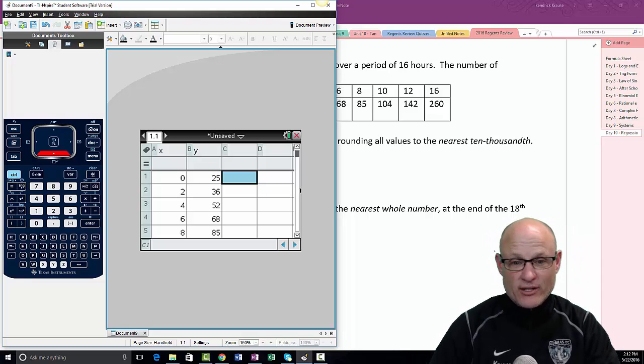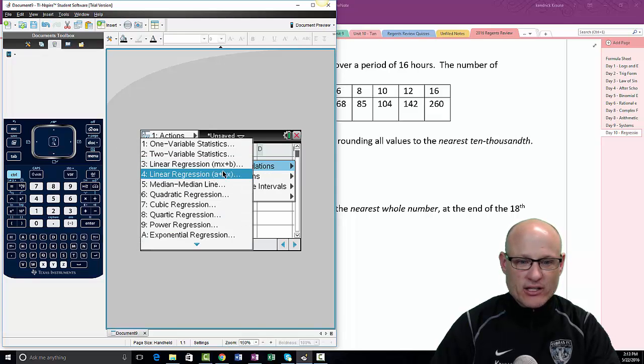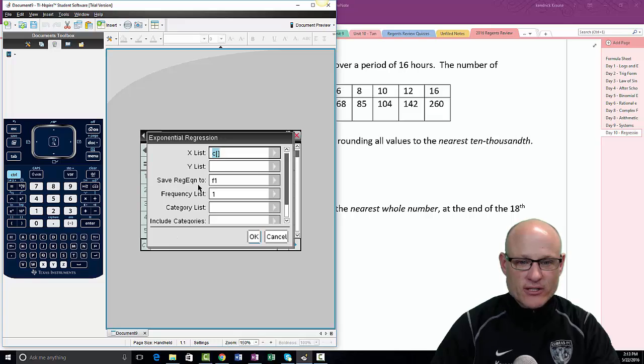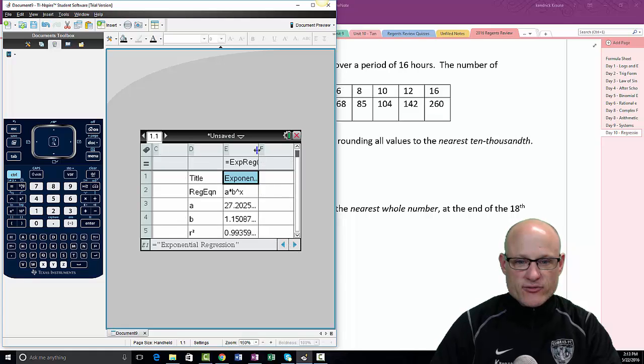I would do these problems twice. Everybody, do them twice. My kids, your kids, everybody should do these problems twice. So we're going to go to menu, statistics, stat calculations, exponential regression. We have an X list, X. We've got a Y list, Y. And we click OK. It gives you the equation.